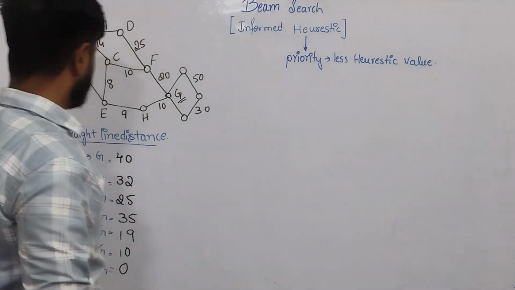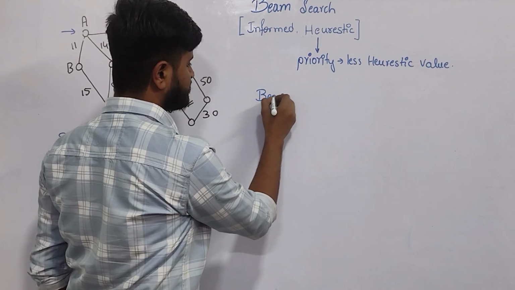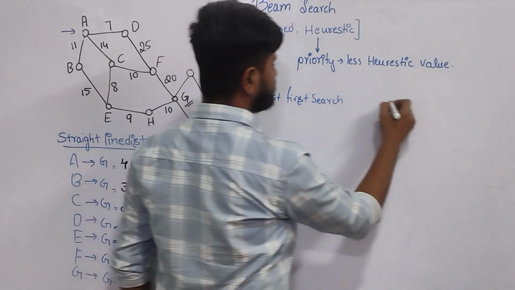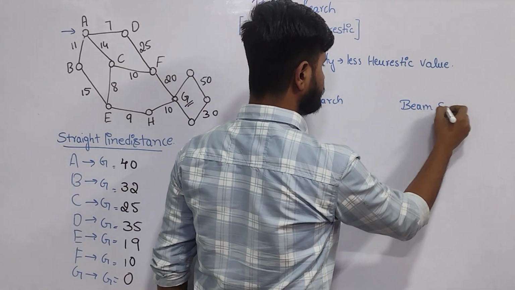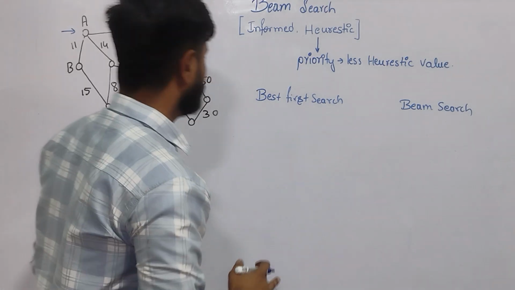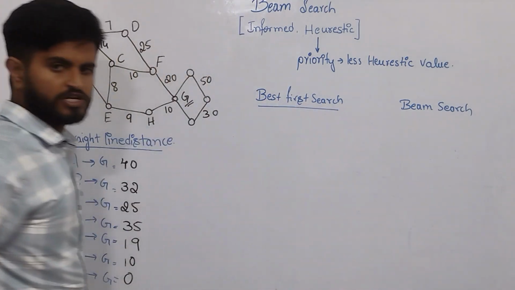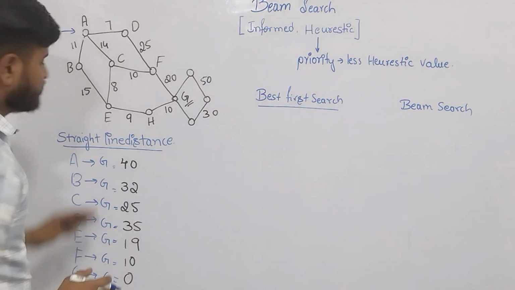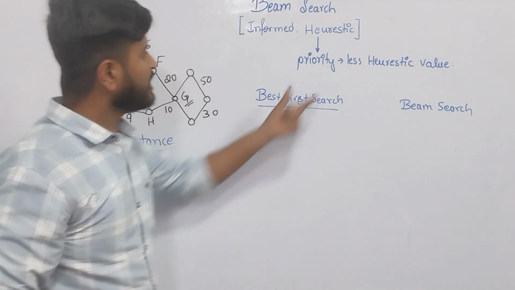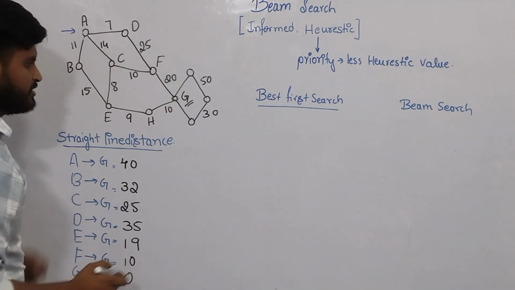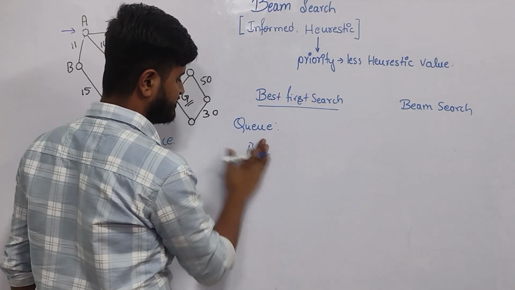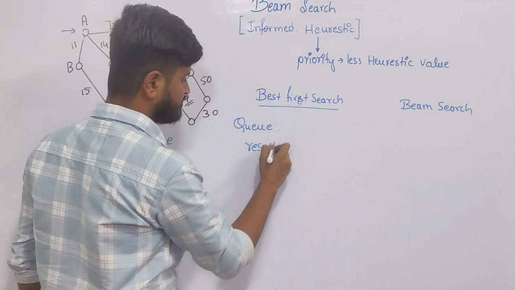Now what I will be doing is differentiating the best first search and beam search. If we compare and learn, then we can understand much easier. In the best first search algorithm, we used to see the diagram, where the straight line distance is given. You can call it the Euclidean distance or the heuristic value. We were using the queue data structure here and we used to write the result here.